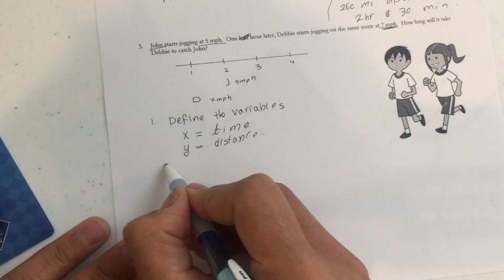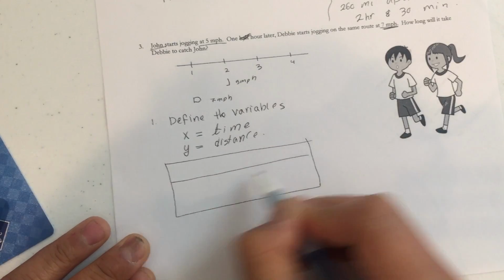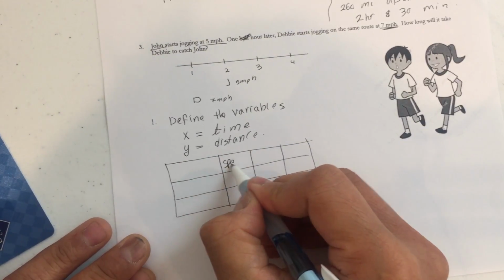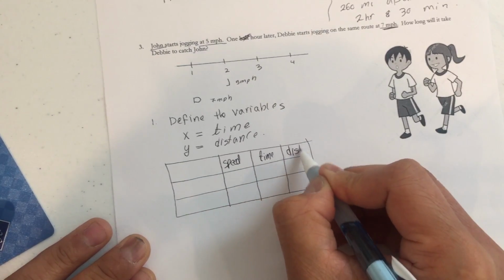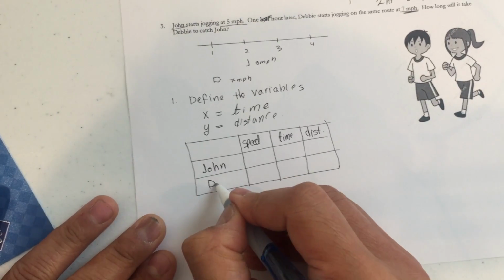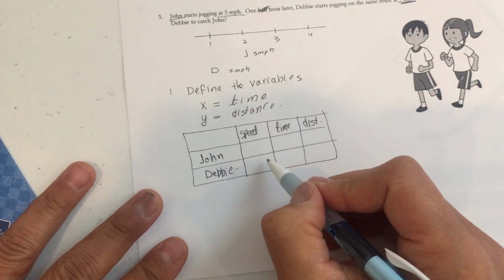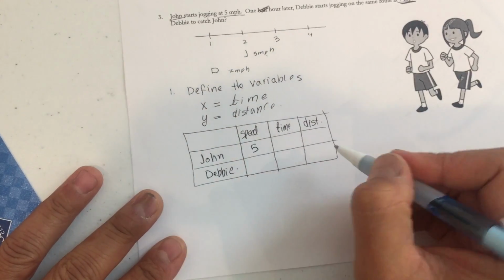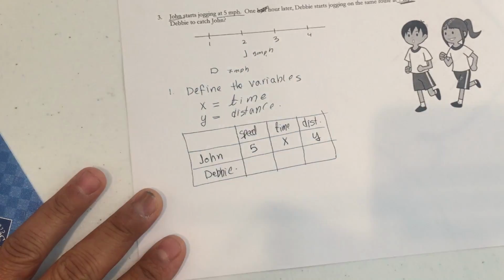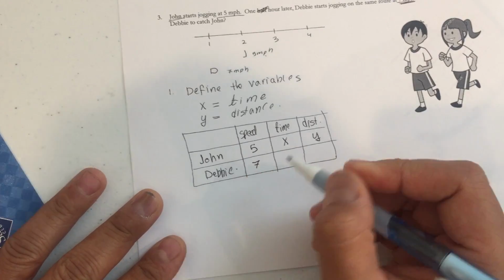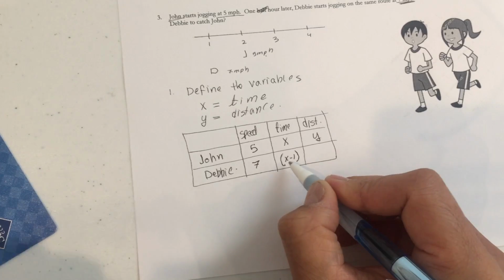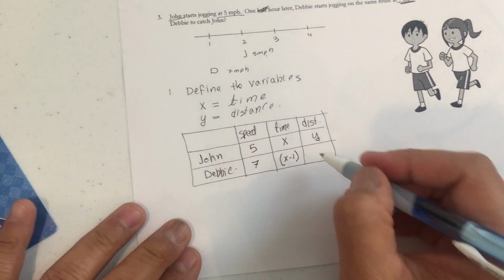Let's construct a table. You need 3 rows and 4 columns. 1, 2, 3, and 4. Speed, time, and distance. Let's label John as the person in the second row, and Debbie as the person in the third row. We do know their speed, so John jogs at 5 miles an hour. John's time, we don't know how many hours John jogged, so we're going to call it x. We also do not know his distance, so we're going to call it y. Debbie's speed is 7, but here is an interesting thing, guys. Debbie jogs 1 hour less than John, so it should be x minus 1. Hopefully you agree with me on that. And her distance is also y.